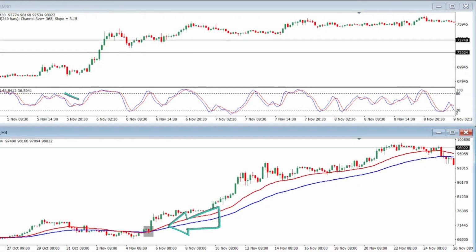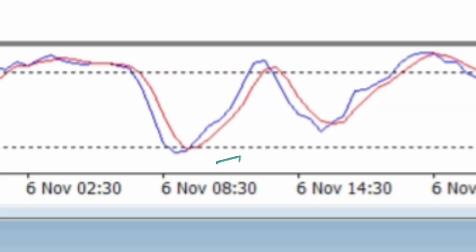Now, I'm not going to explain exactly how a stochastic works. I'm sure everybody knows how stochastic works. Basically, in stochastics, there is an oversold position, which is from 20 to 0, and there is an overbought position from 80 to 100. And you enter a trade when the K line and the D line cross. Now, which is the K line, which is the D line?